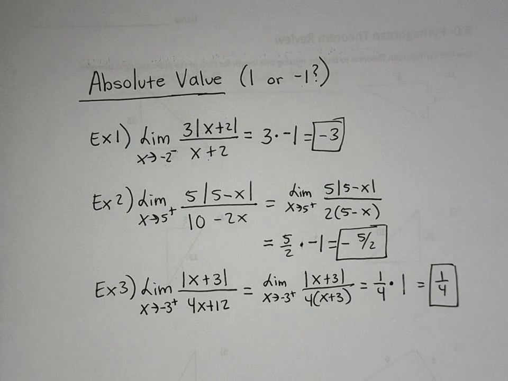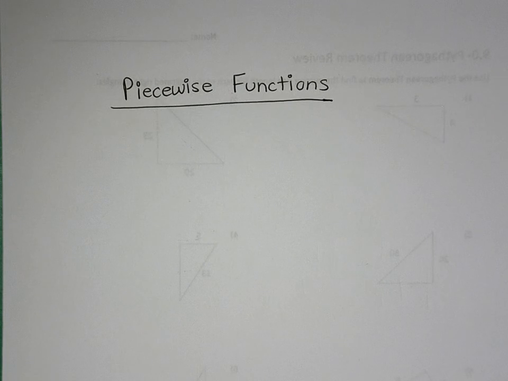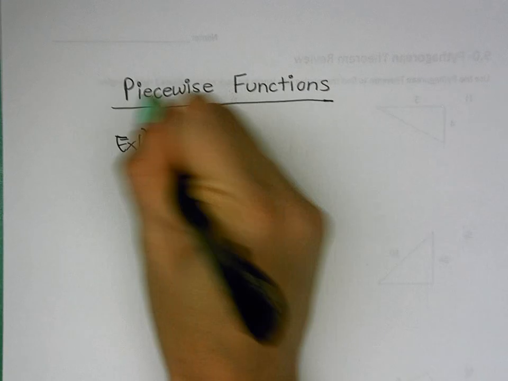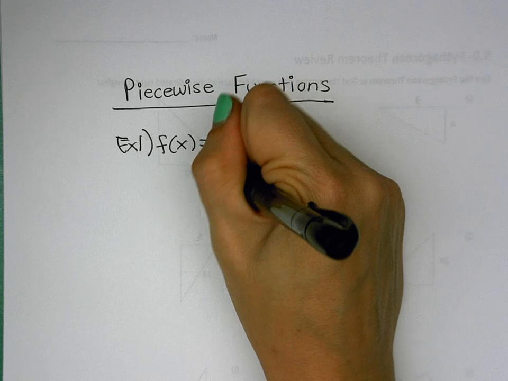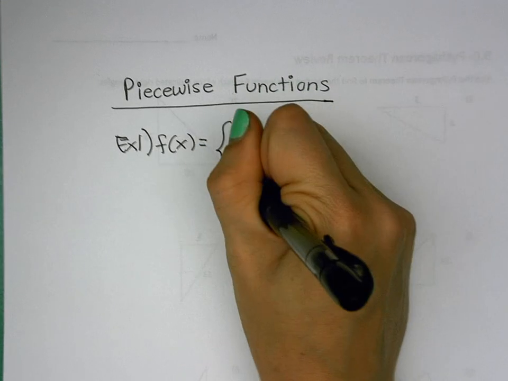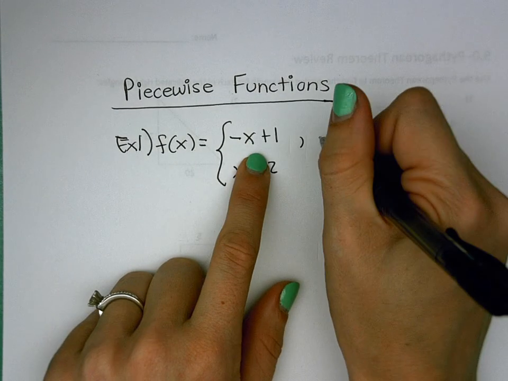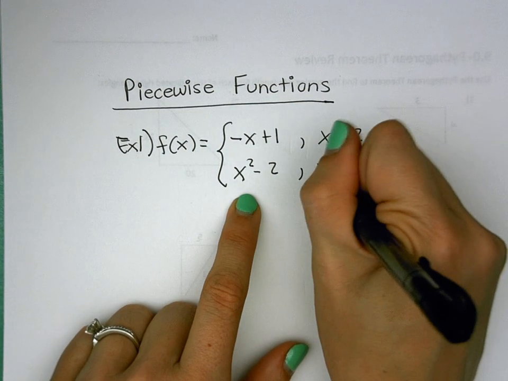Okay, the last one that we just barely started doing, which we're going to practice some more tomorrow for sure, are these piecewise functions. So, piecewise functions, example 1, and again we're going to do 3. F of x equals negative x plus 1 when x is greater than or equal to negative 2, and x squared minus 2 when x is less than negative 2.